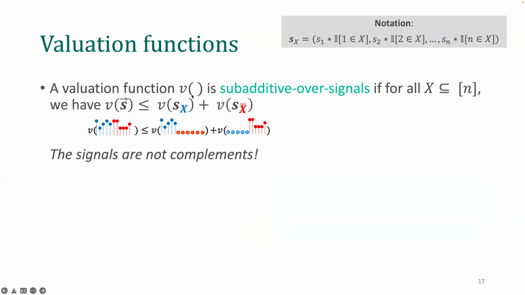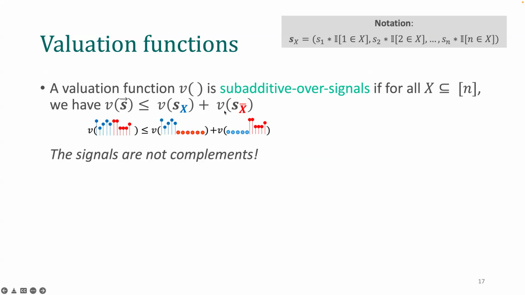So a valuation function V is subadditive over signals if for any subset X of the n agents, the value when you evaluate on all the signals S_1 through S_n is smaller than or equal to the sum of the value when you evaluate V on the subset X and zero out the signals of all the agents not in X, plus the value when you zero out the signals in X and only look at the signals in X complement.